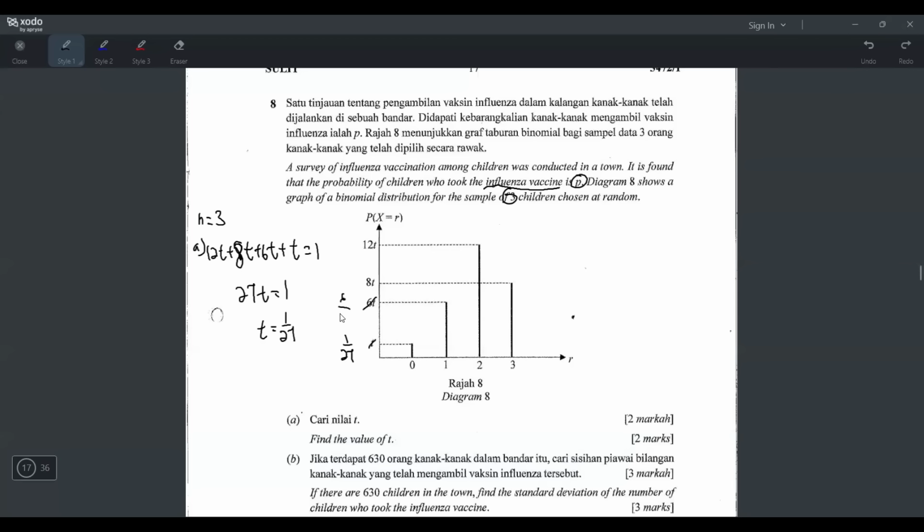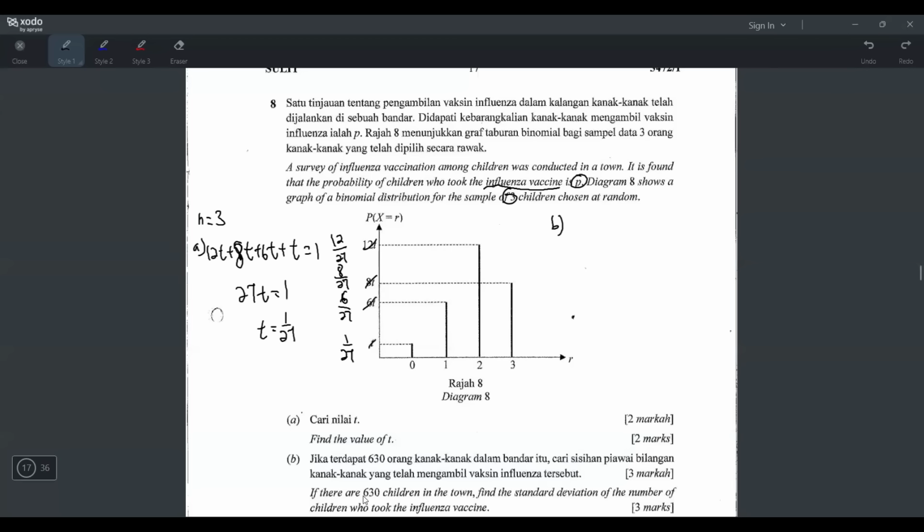It means that this is 1 over 27. This is 6 over 27. This is 8T, which is 8 over 27. And then this is 12 over 27. I know these numbers can be simplified, they can be divided by 3. But I don't want to simplify, I'll just leave it like this. So now A is done, now we can do B.